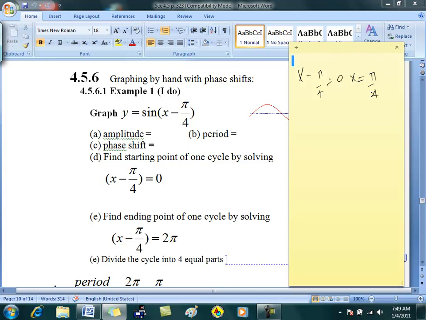Unlike in the mother function, where the starting point for sine and cosine is 0, this one's going to be shifted. That's why it's called a phase shift. It's shifted horizontally. So this is going to be your starting point. And then to find the ending point, you will set x minus pi over 4 equal to 2 pi, because that's what the period of this function is. You guys with me on this? And you'll solve for x.